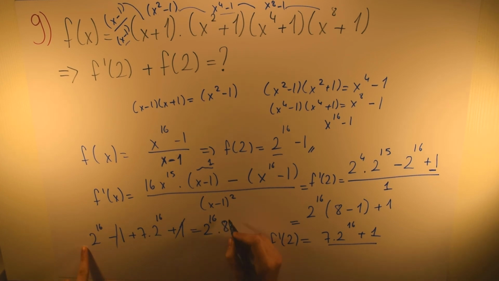So this is 8. We can write this as 2 to the power of 3. So our answer would be 2 to the power of 19, right? Because 16 plus 3 is equal to 19. So our answer is 2 to the power of 19.